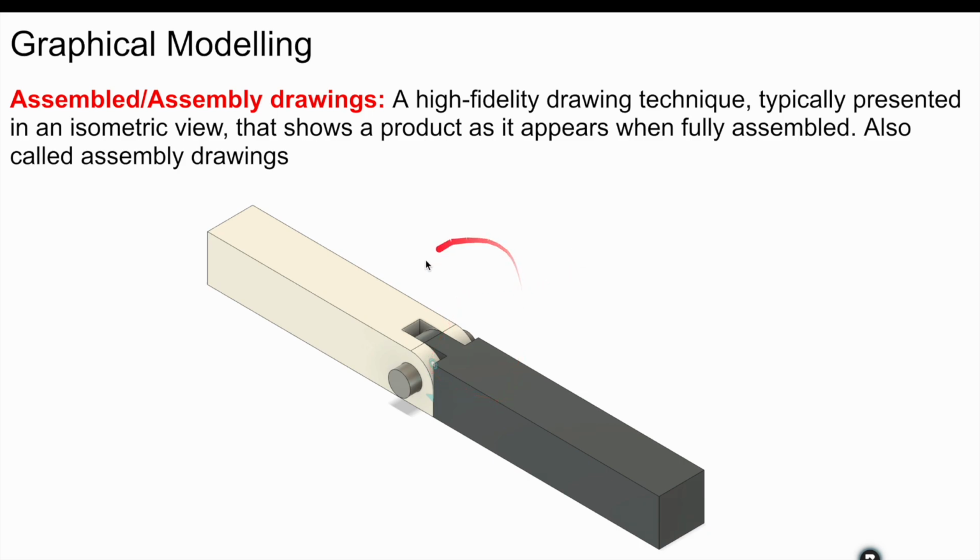So you can see here, this is an assembled or assembly drawing of a knuckle joint, and it is fully put together. So it is fully assembled, and it's an isometric view.